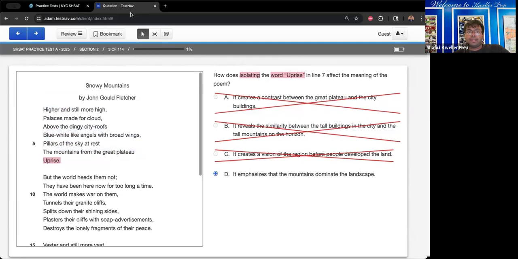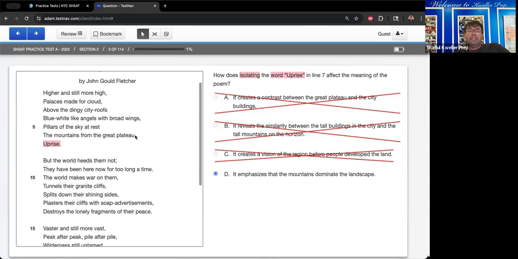Does anyone have any questions with that? Where do you figure out what the word a great plateau means? Again, great plateau, you don't really need to know what it means. You just need to understand that great plateaus may be something the mountains are a part of. That's not the most important thing here. The most important thing is that you can see clearly it's saying that the mountains are uprising, so they're standing tall. Okay, let's go to the next one.